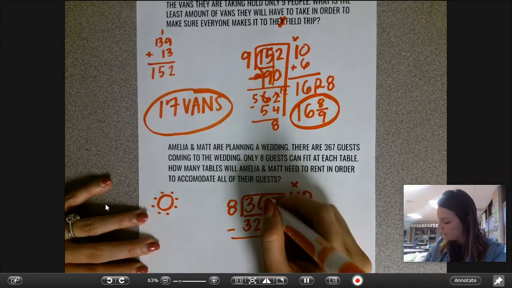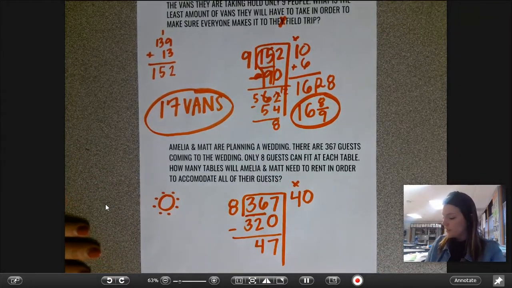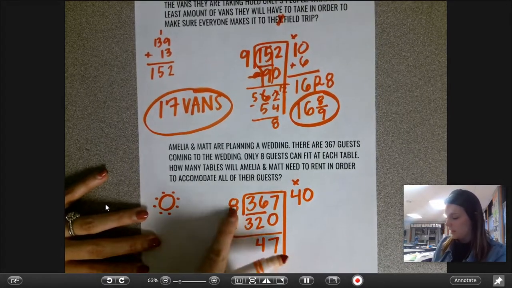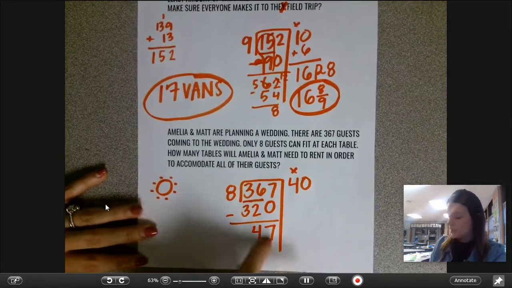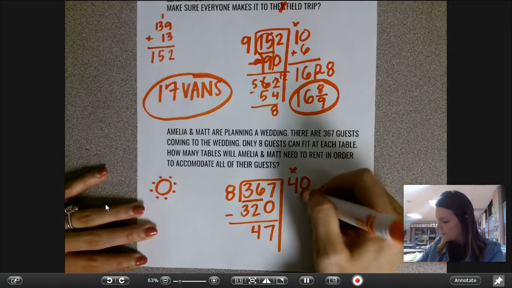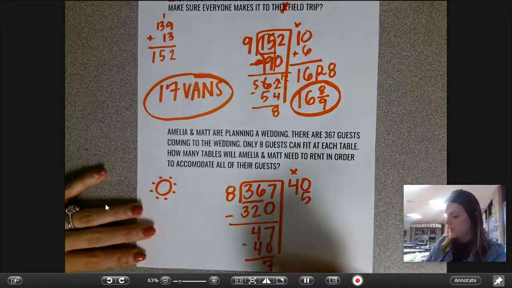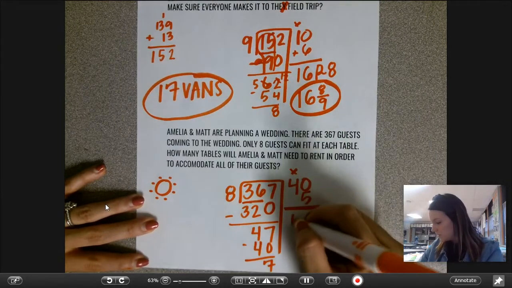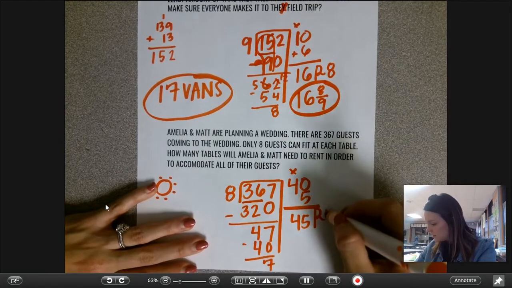I bring down my 7. I know that 6 minus 2 is 4. And then I do some more thinking. I know that 8 times 5 is 40, which is pretty close. 8 times 6 is 48, and that's a little bit too big. So I'm going to need to do 8 times 5, which is 40, which leaves me with 7. I know that 8 times nothing is 7 because it's too small. So I'm going to find my answer, which is 45, and my remainder is 7.